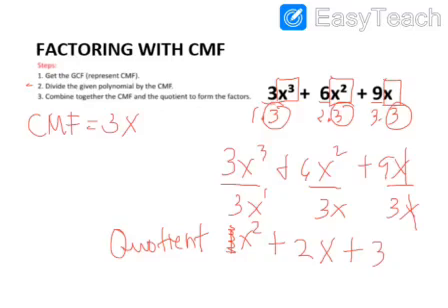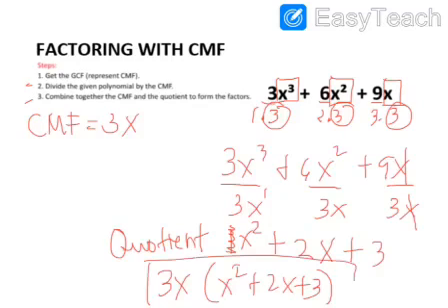So now, we can do the third step. Just combine together the CMF and the quotient to form the factors. How? We need to first write the CMF, which is 3x, followed by a quantity or parenthesis, and inside the parenthesis, you put the quotient, x squared plus 2x plus 3. And that's it. That will be the factor. If you want to check it, go back to multiplying polynomials.